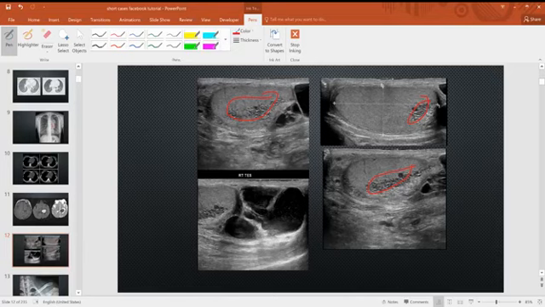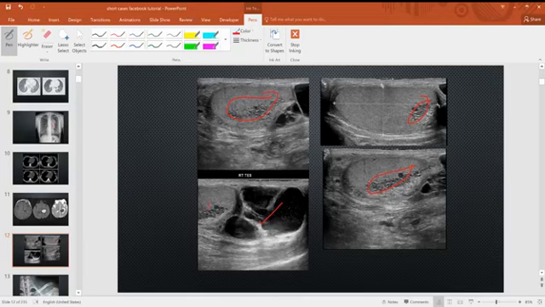So this is a rete testis. It is a normal variant, or sometimes we call it duct ectasia, and it can be associated with epididymal cyst, and this is a multiloculated epididymal cyst, and this is a normal rete testis. It is a normal variant, and there is increased incidence of rete testis after vasectomy. So this is rete testis or duct ectasia with epididymal cyst.